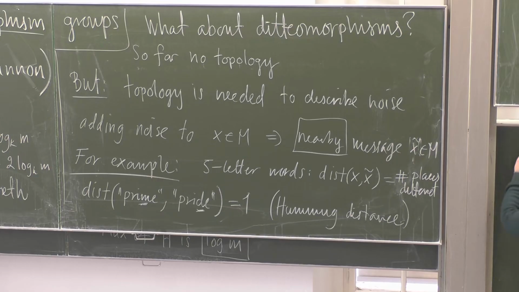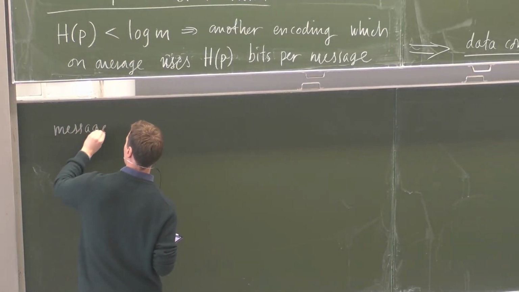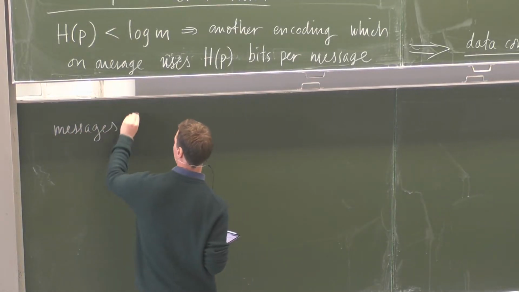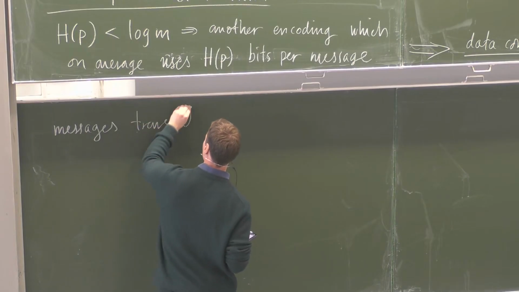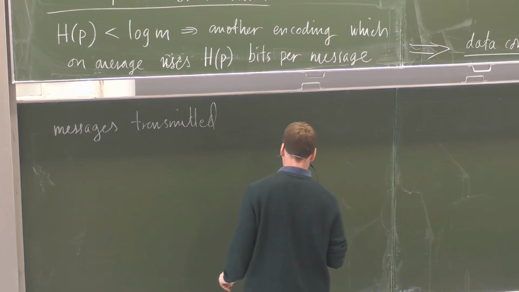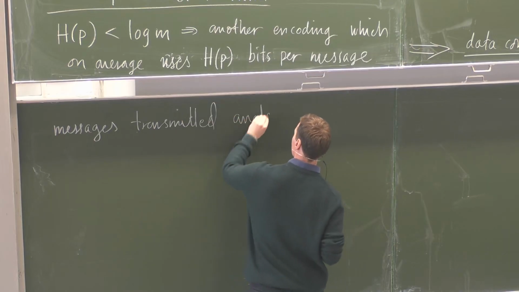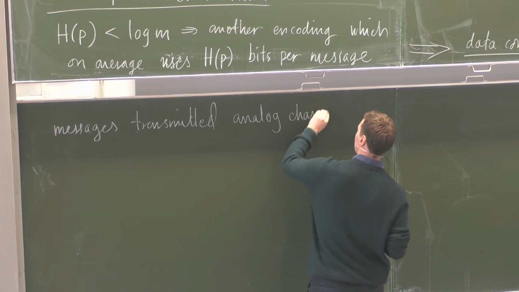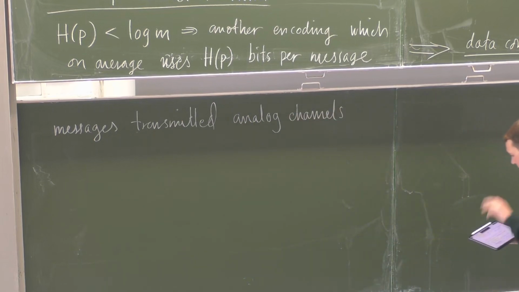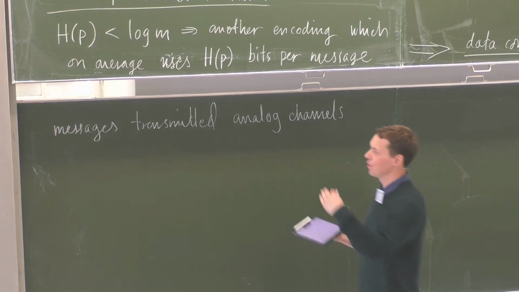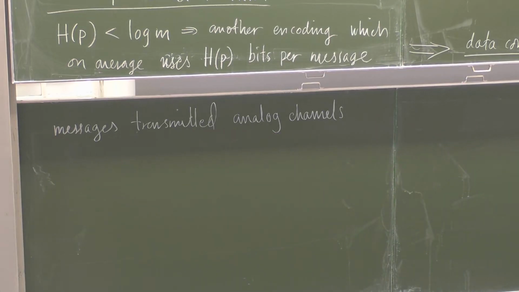So messages are ultimately transmitted by analog channels. So if we lift the whole story, one of the great insights of Claude Shannon was, of course, to make this whole theory of information completely abstract. It doesn't care about what kind of messages you're sending or receiving, or how you're receiving them.